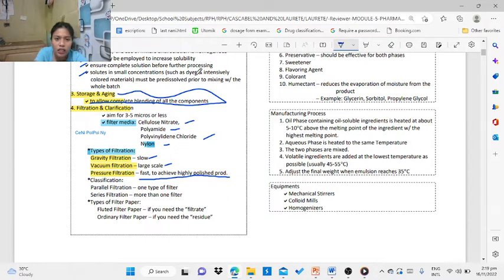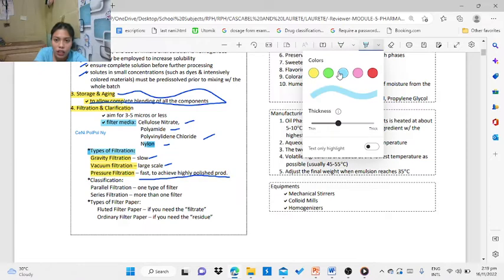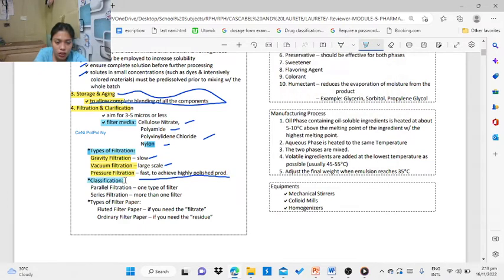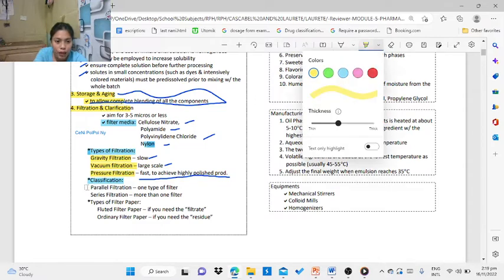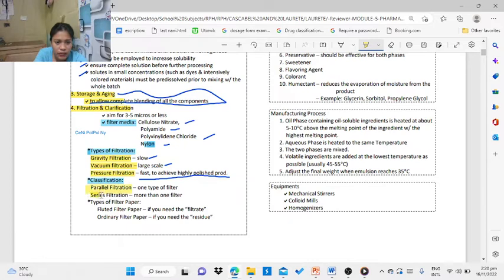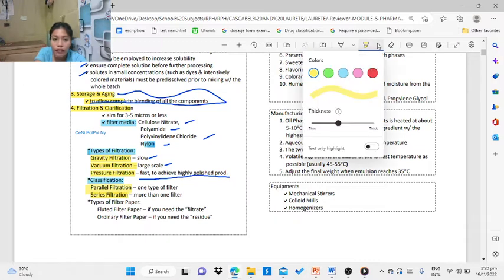Types are also classified as parallel and series. Parallel is one type of filter, while series is more than one filter. Gravity is slow, pressure is fast, vacuum is large.